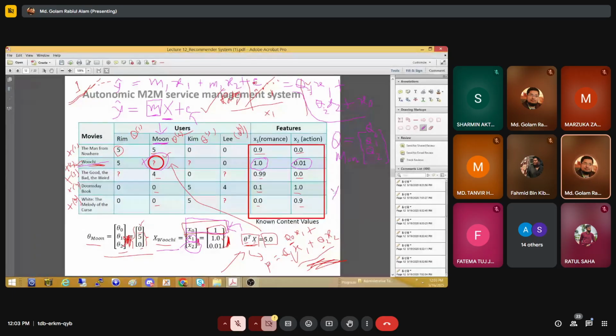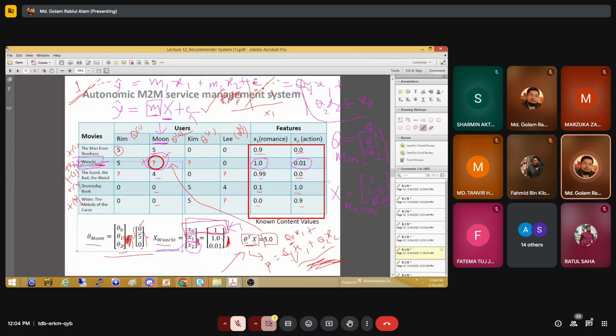And our x is our feature vector for our movie, that is Uchi, WOOCSI. So again in that case we have 1 and 1.0 and 1, sorry, 0.0.01. Okay, 0.0. So that means we can now represent these things as just theta transpose x.